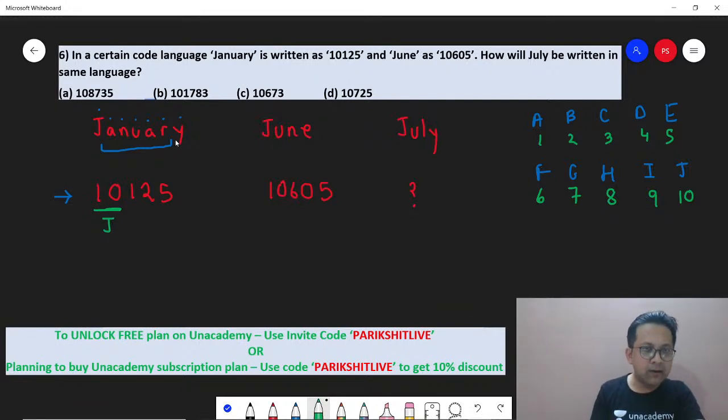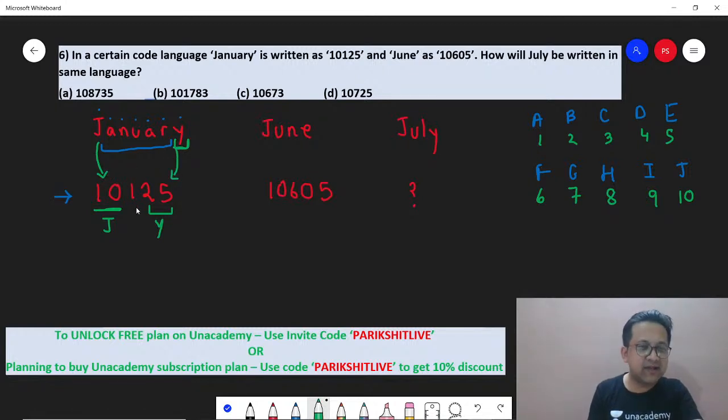What about Y? The last letter Y is the 25th letter in the English alphabet. So can I say this one represents the last letter? J, first letter of the word. Y, last letter of the word. So what you have is basically the code for the first and the last. What is the middle one?